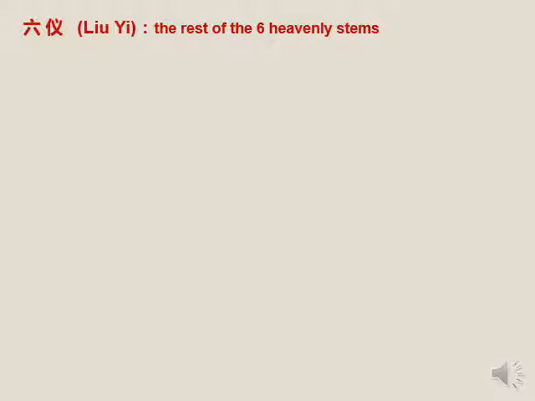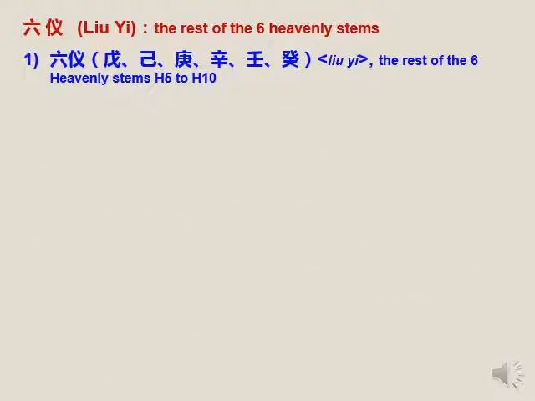Just now we have talked on the basics on H1, Jia, and the three specials, right? Heavenly stems, Yi, Bing, Ding. Now, as we know, total there are 10 heavenly stems. What happens to the rest of the 6? They were named Liu Yi during that time when they were developed. So they are namely Wu, Ji, Gen, Xing, Ren, Gui.